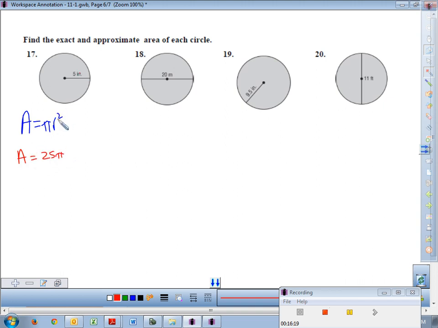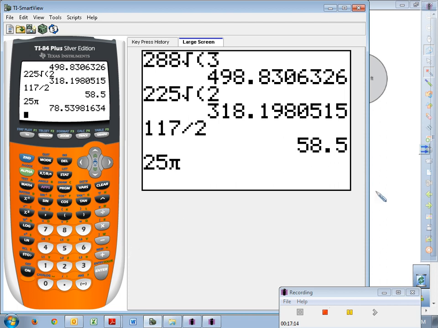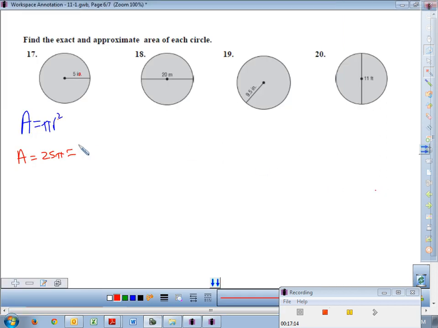The radius has to get squared, and it's going to have a pi with it. Then you punch that in your calculator to see what that is approximately. 25 pi, and round to the nearest tenth is about 78.5. So about 78.5 inches squared, because it's an area. So square the radius, stick a pi with it. That's the rule right here.